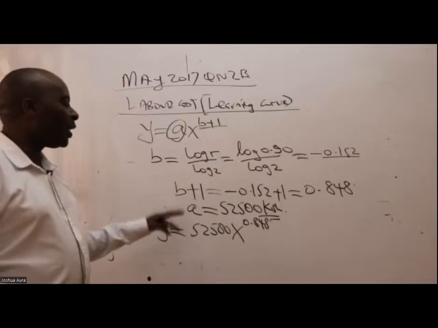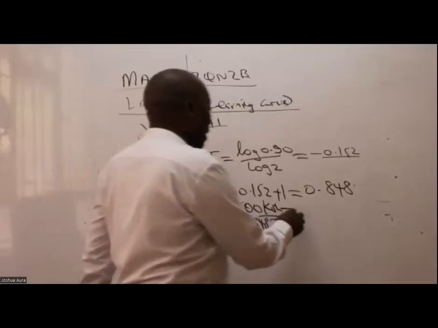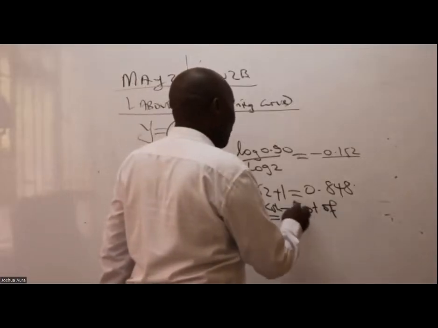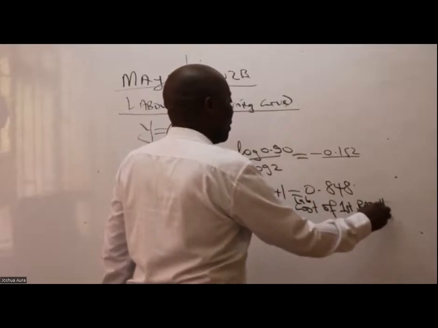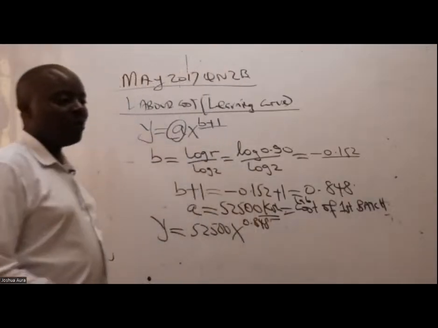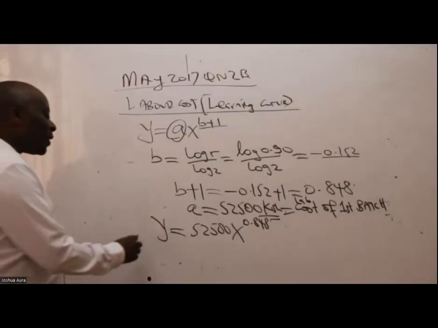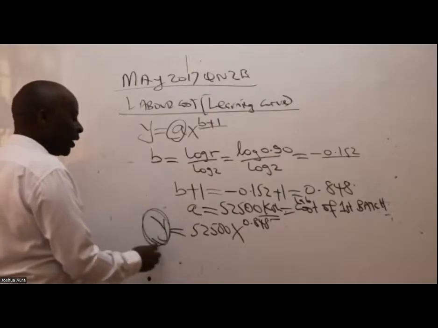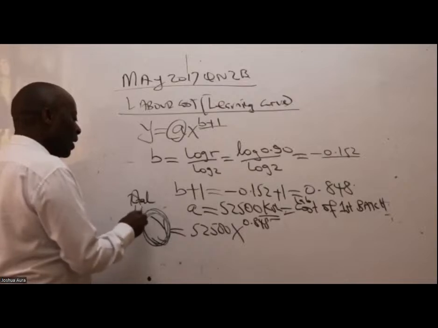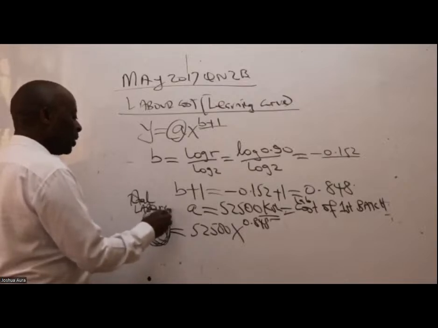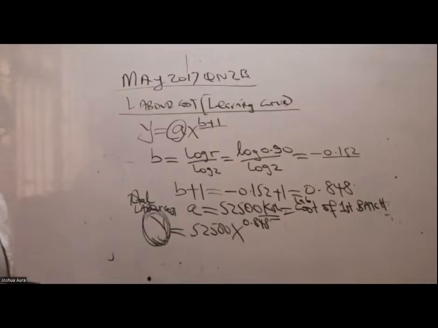But in some cases, they give you the cost of producing the first batch. So in this particular case, our A is the labor cost of the first batch. So meaning that whatever I will be getting here as my Y will not be labor time. This will be total labor cost.